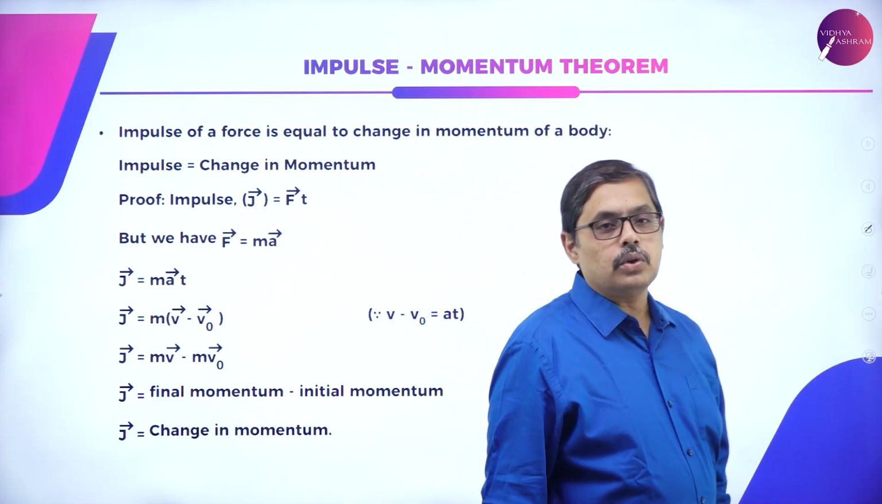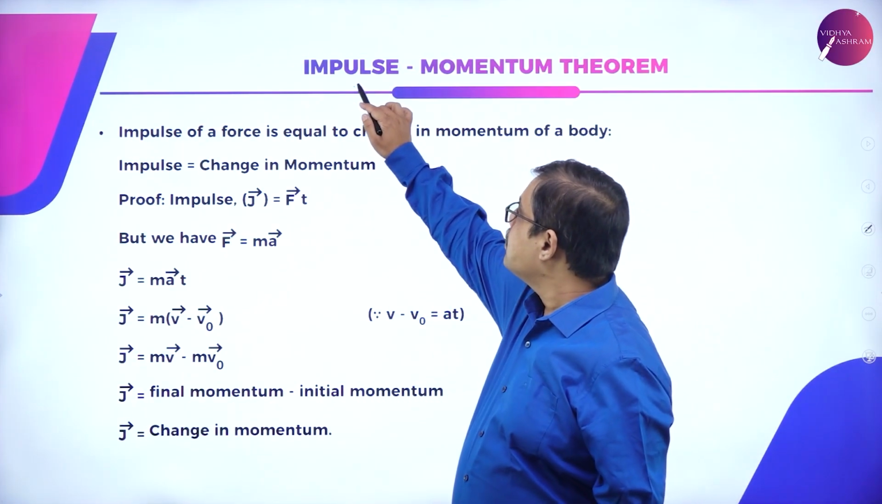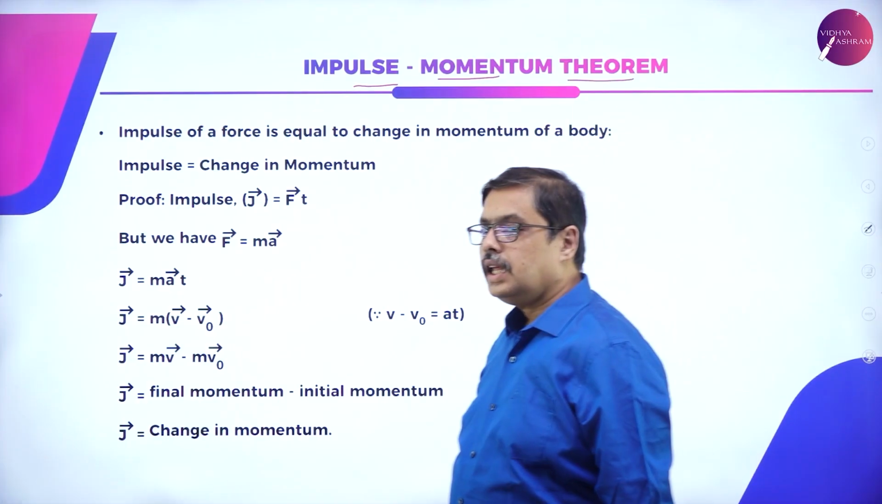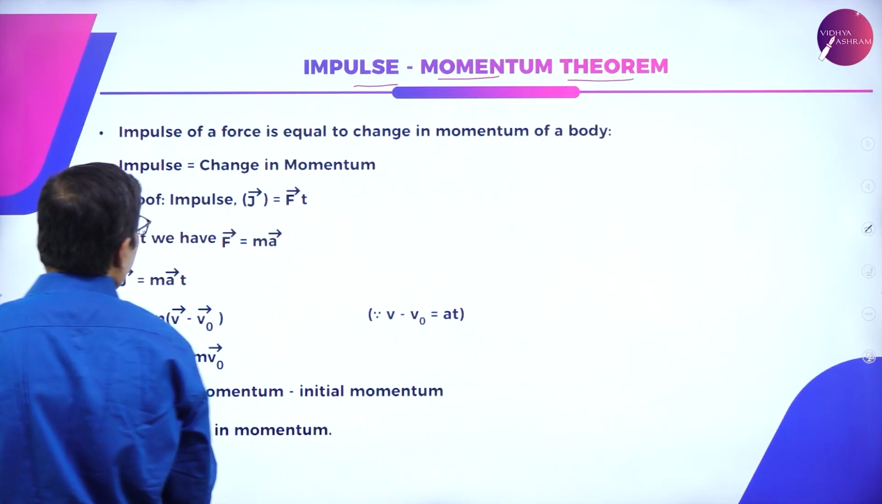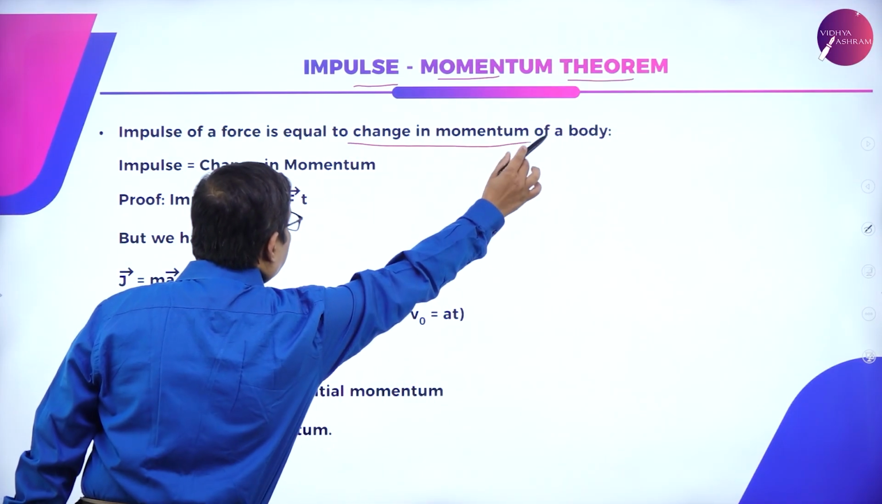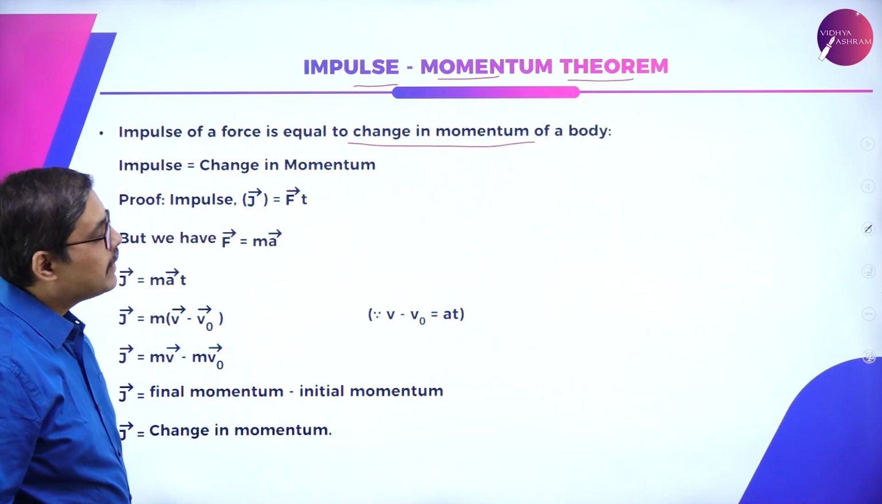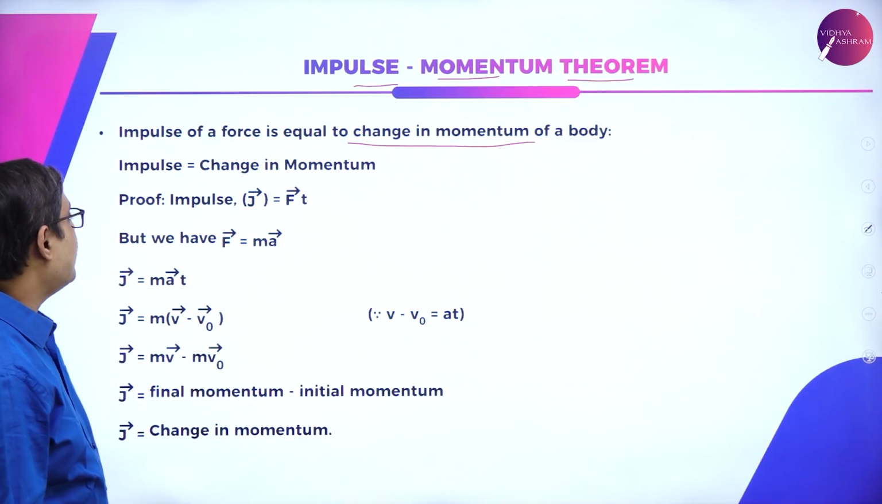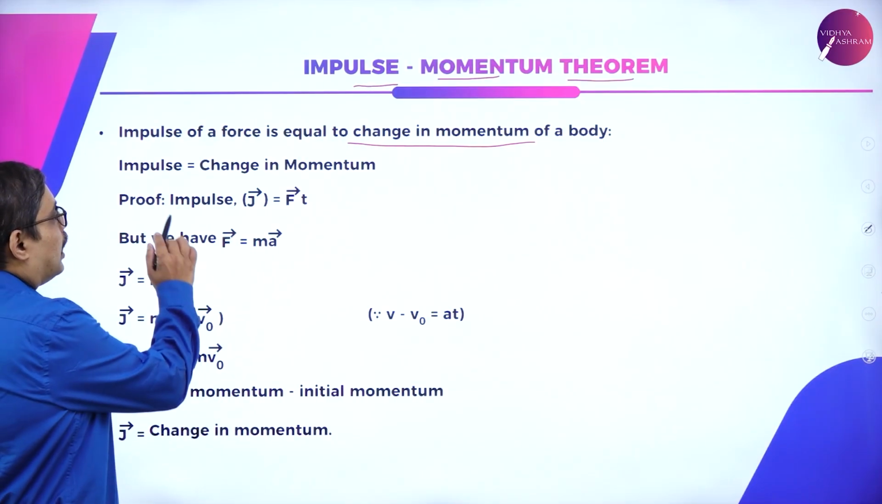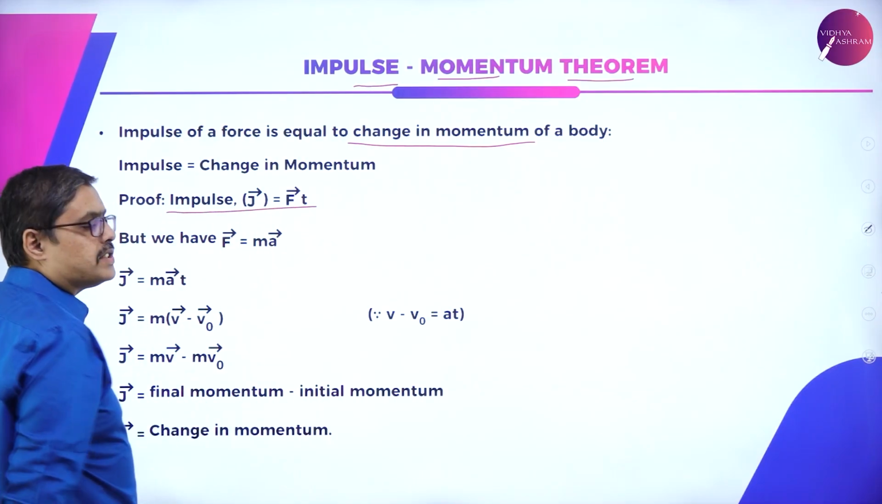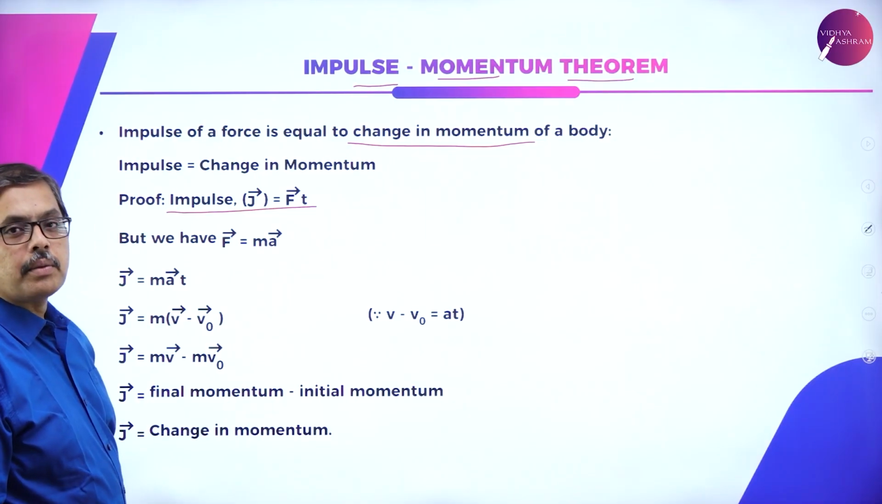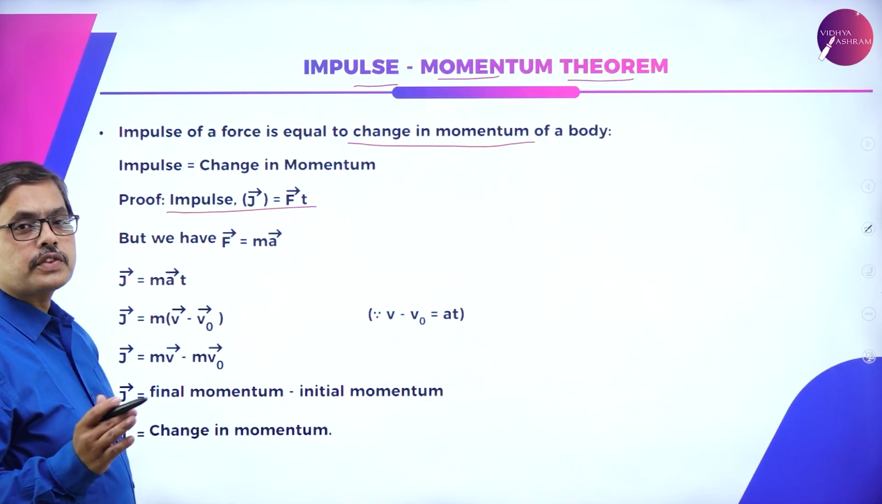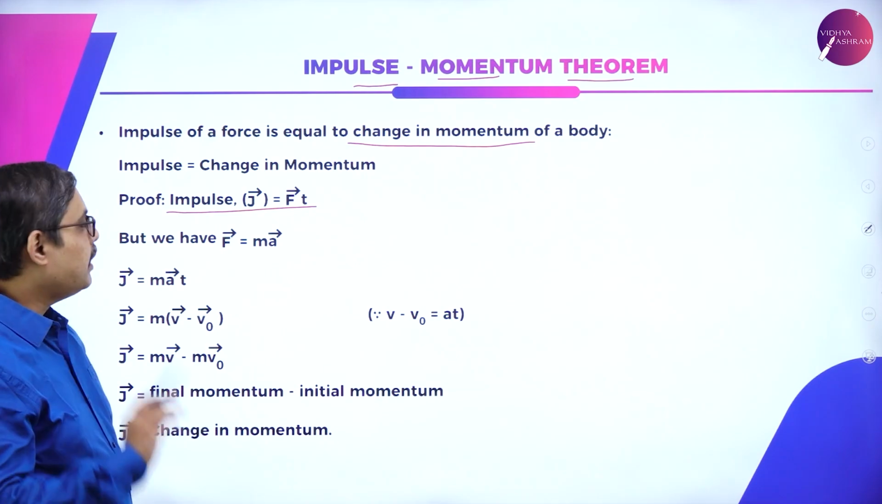Let us now come to what is called the impulse momentum theorem. Impulse of a force is given by the change in momentum of the body. This is what the theorem says. Impulse of a force is equal to change in momentum of a body. Now impulse we know is J equals F into T. It is force into a small interval of time T.